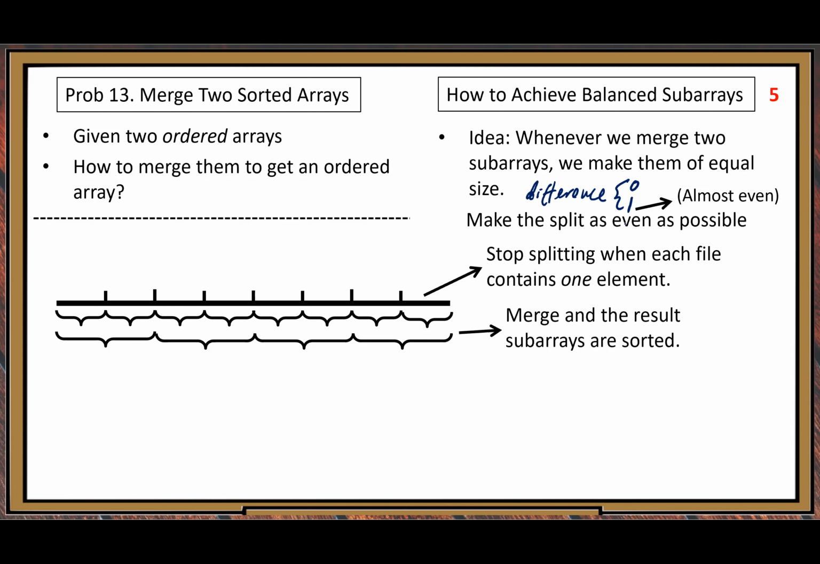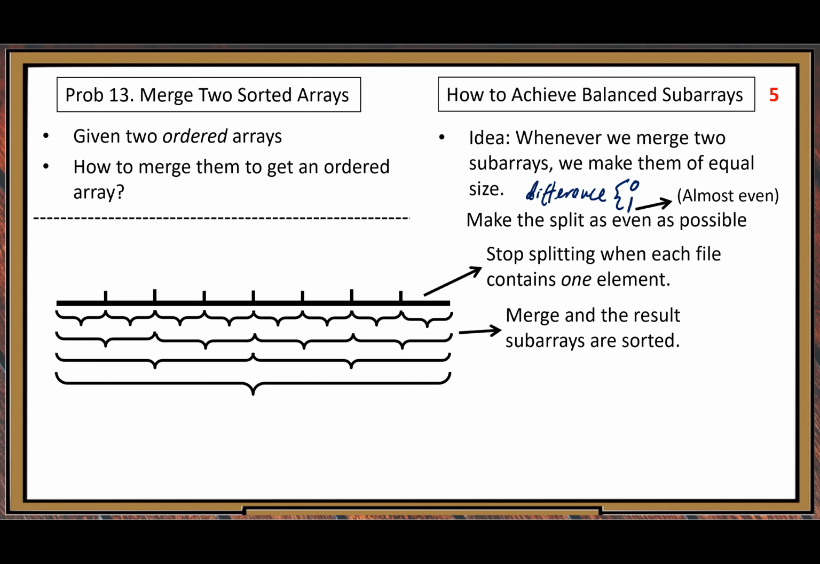Another round. Another round. And finally, at the end, we merge two ordered subarrays to get the whole array sorted. That's the idea of this merge sort. So using this diagram, you see the high-level understanding of this new sorting algorithm.